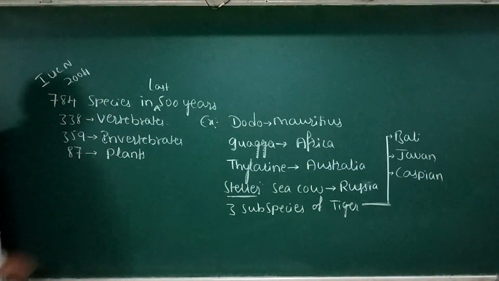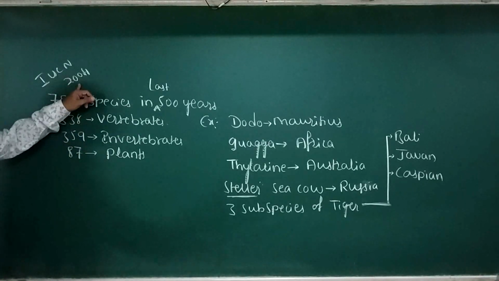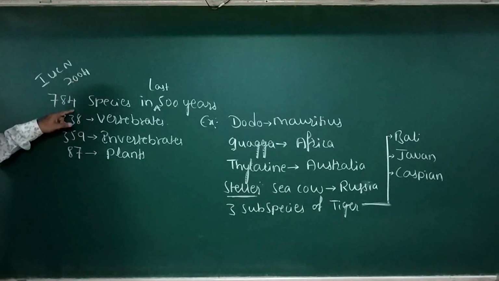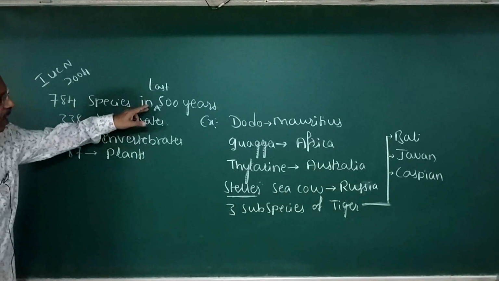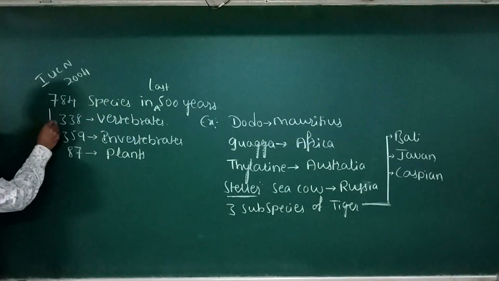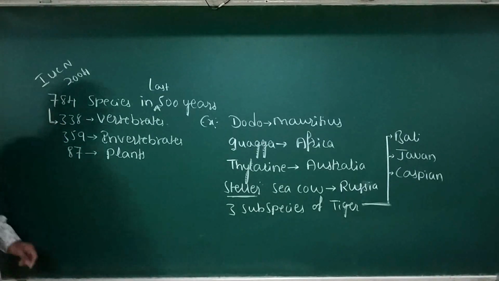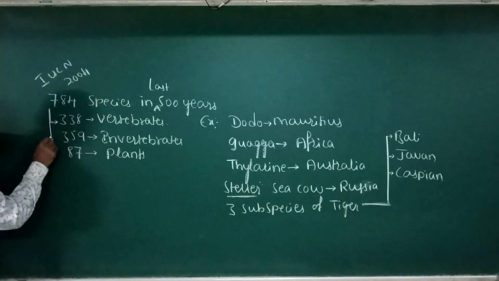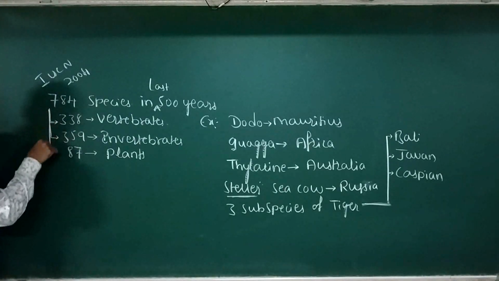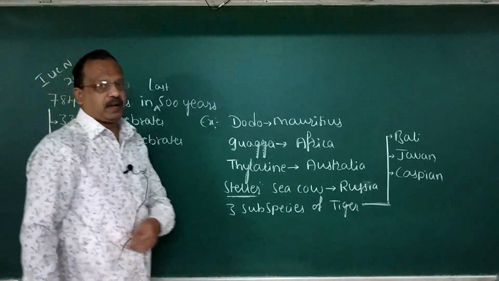According to the International Union for the Conservation of Nature and Natural Resources 2004 documented record, the extinction of species is 784 species in the last 500 years. It includes 338 vertebrates, 359 invertebrates and 87 plants.